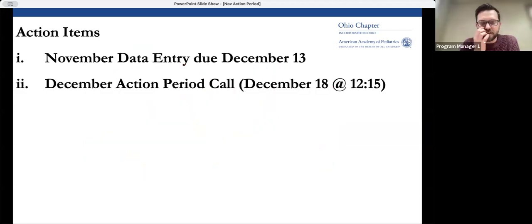And then just because we're short on time, I'll show this real quick and let everybody go after that. So November data entry I'll be asking for at the end of this month. We'll ask for that to be sent in by December 13th again so that we can have that for our action period call on December 18th.